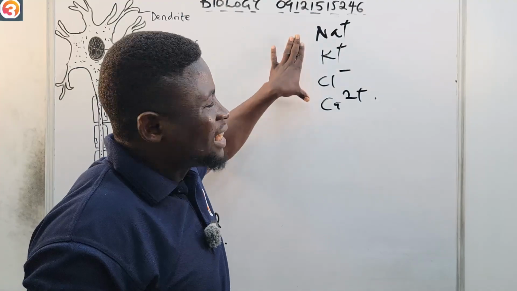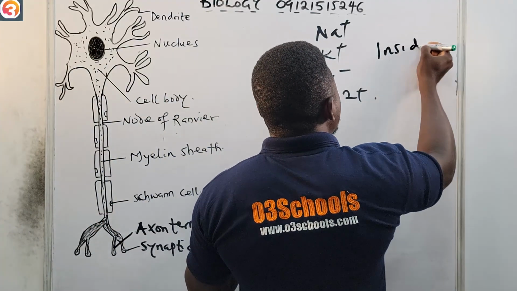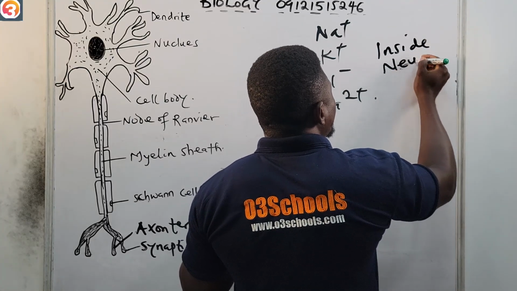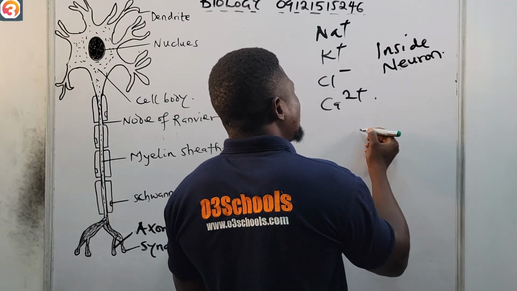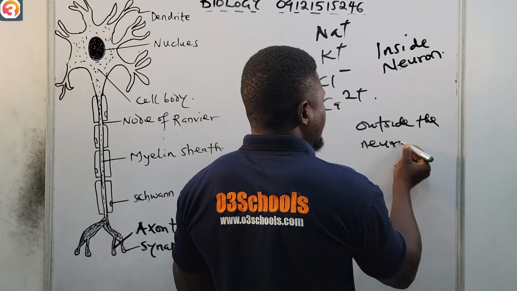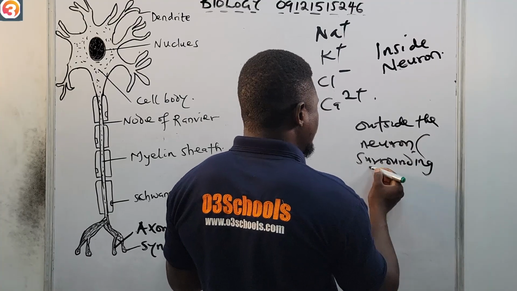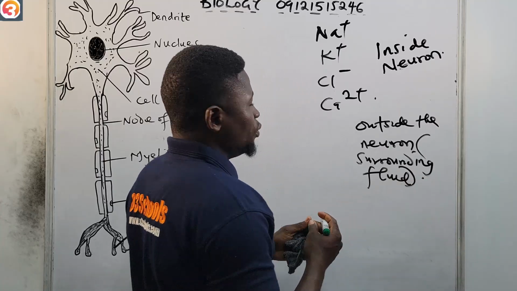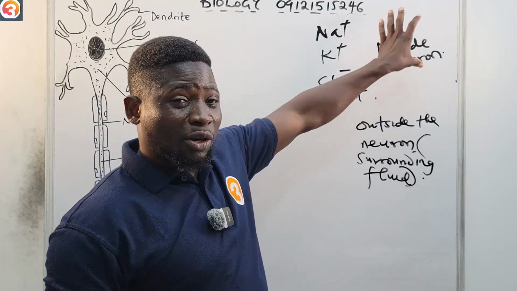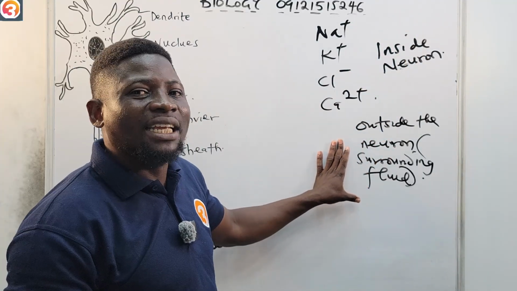And where are these ions located? Some are located inside the neuron, while some are located outside the neuron, that is, in the surrounding fluid. So we said that these are the ions that are involved, and they are located some inside the neuron, while others are located outside the neuron in the surrounding fluid.